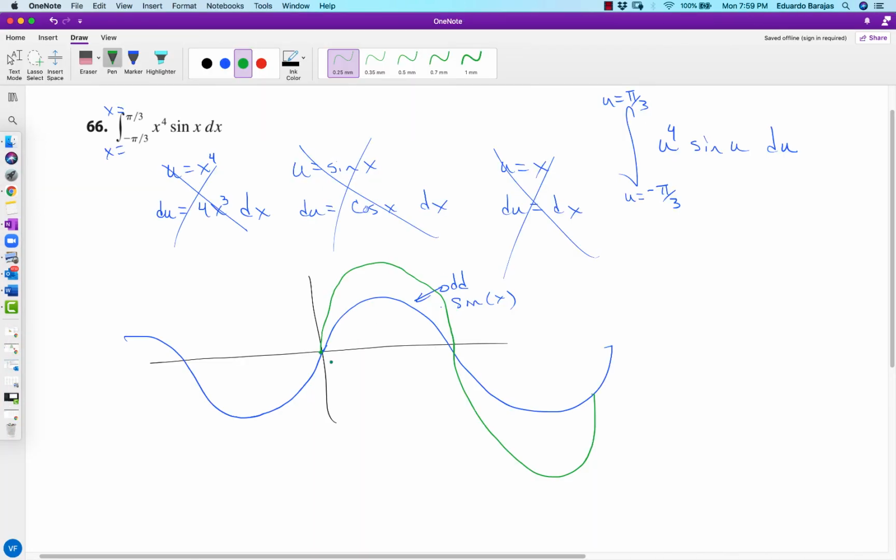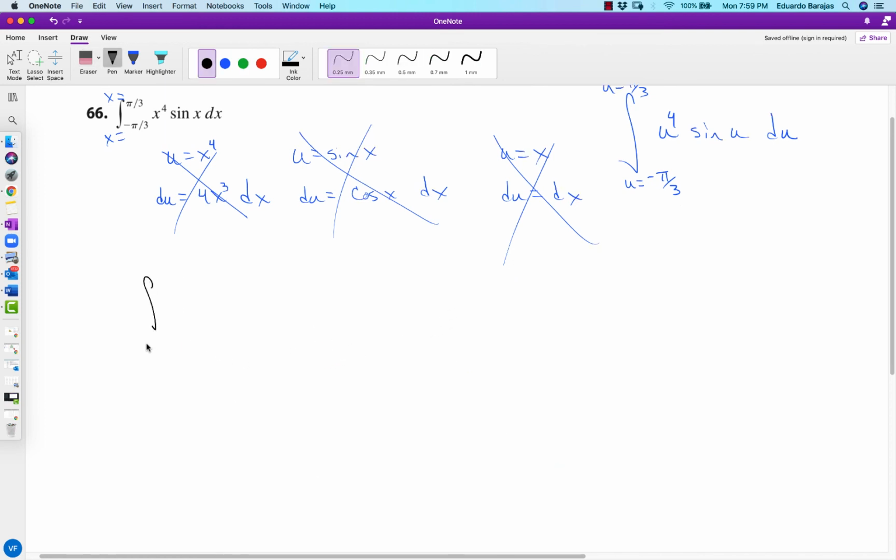And so now if we want to find the integral of this odd function from negative pi over 3 to positive pi over 3, then we know that that's going to be a really easy answer. So the integral from negative pi over 3 to positive pi over 3 of x to the 4th times sine of x dx equals 0. Why? Note that x to the 4th sine of x is an odd function.